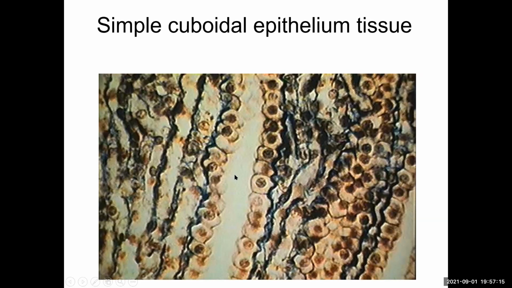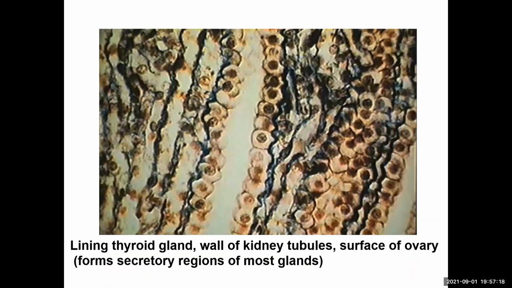Simple cuboidal. So we'll see this type of epithelium with glands. We'll see it lining the thyroid gland. We'll see it also in the kidney tubules, that duct system of the kidneys when you're making urine. We'll also see it in the ovary here. And we now know what the secretory region of glands is. That's the bottom portion of the gland that's going to make the secretions. These secretory regions of the glands are going to be simple cuboidal epithelium.